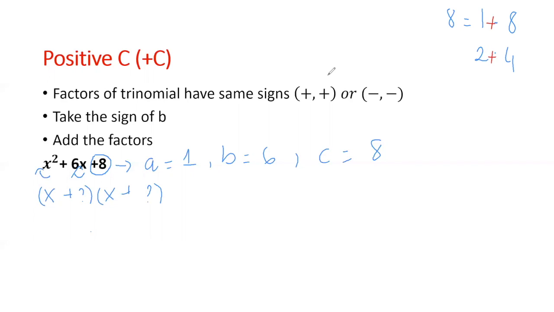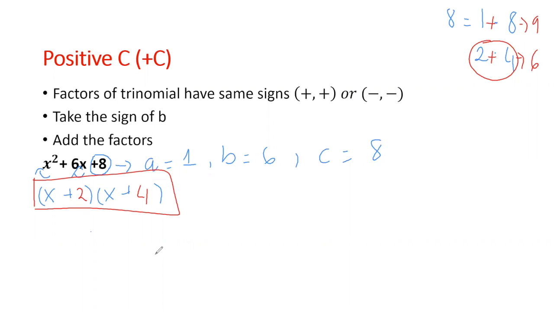1 plus 8 gives me 9. 2 plus 4 gives me 6. Why do I have to add the factors? Because I want to find the numbers that add up to get b. My b in this case is 6, and these numbers add up to get 6. So I will use these numbers as my final answer. That means I can replace the question marks with 2 and 4. So this is my final answer for this problem.